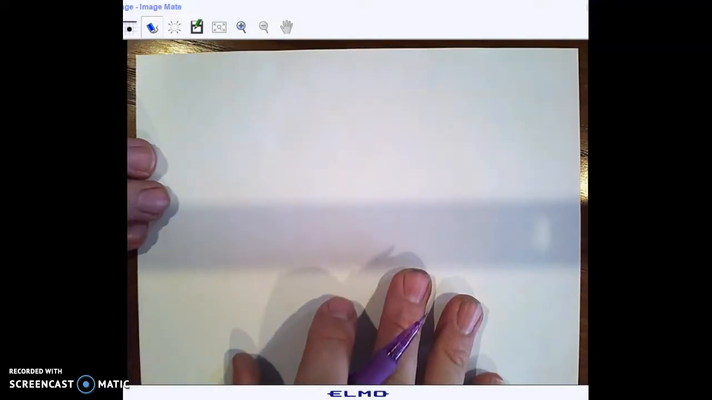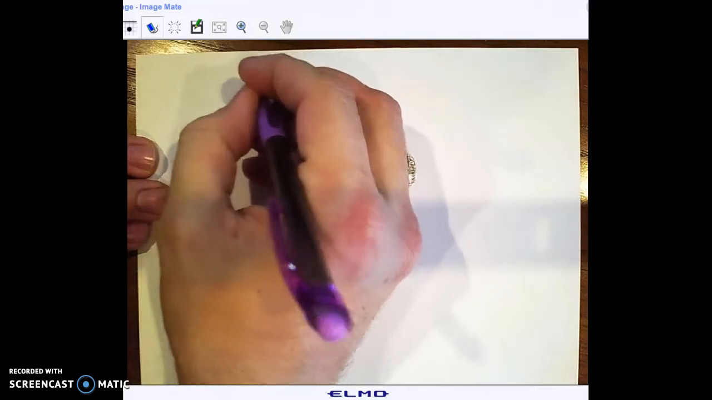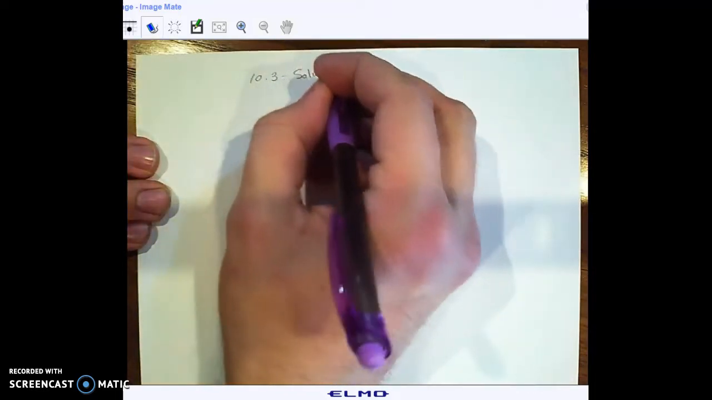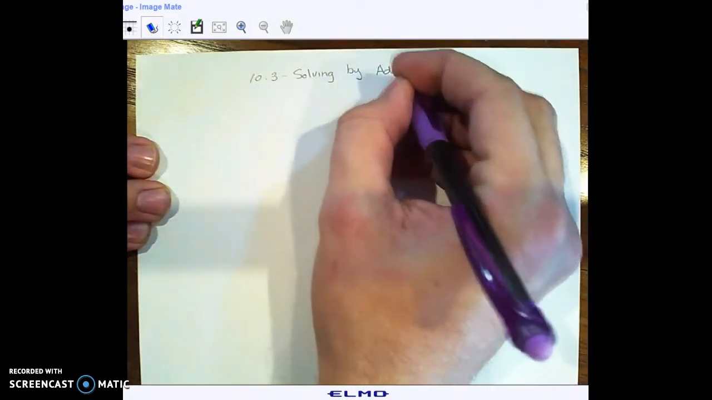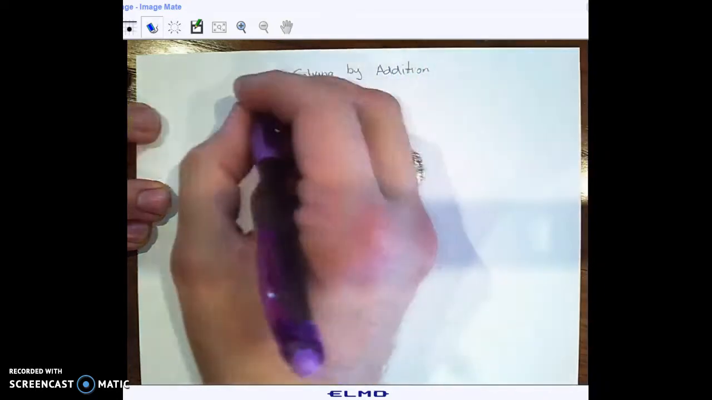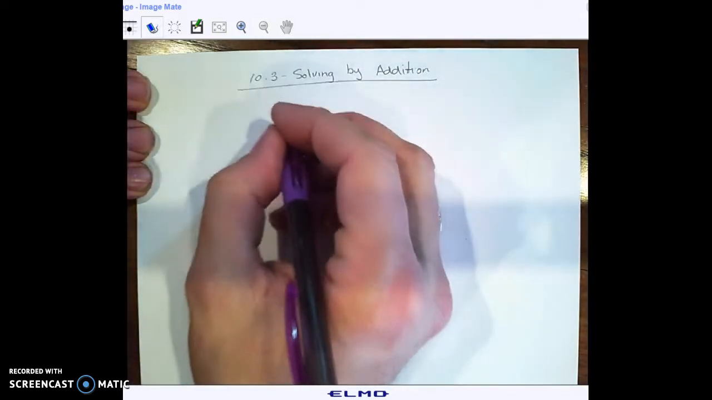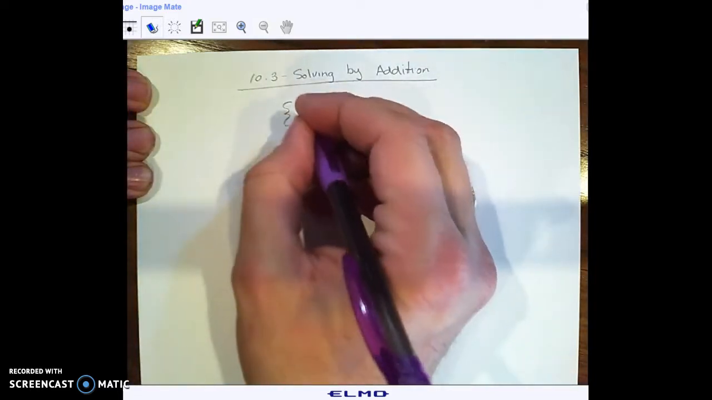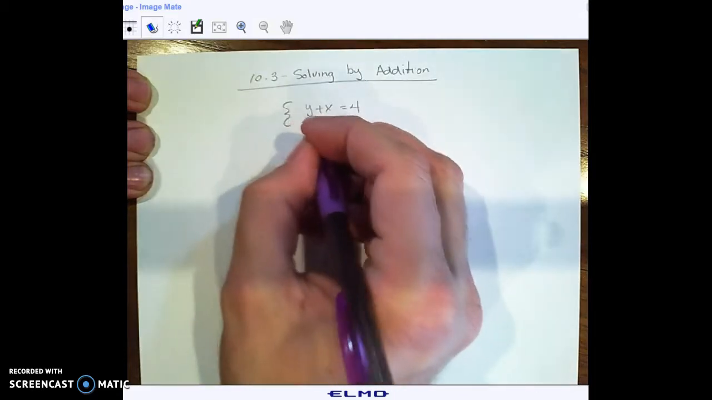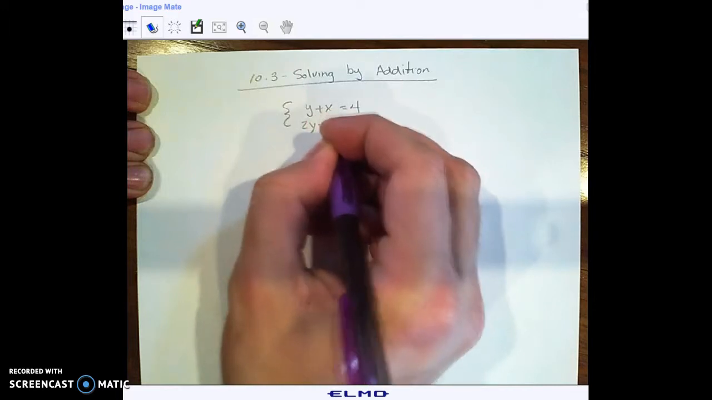Okay, we're going to have a short video on section 10.3. Section 10.3 is solving by addition. And we're still working on systems of linear equations. So we're still going to be working on the same type of problems that we've been working on, systems of linear equations that look like y plus x equals 4 and 2y plus 3x equals 10.